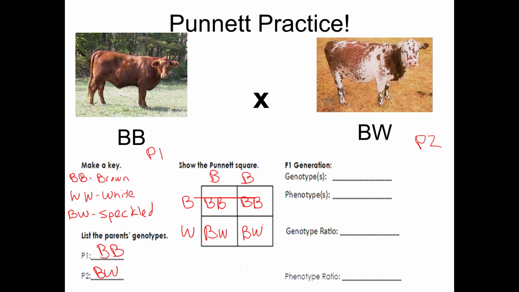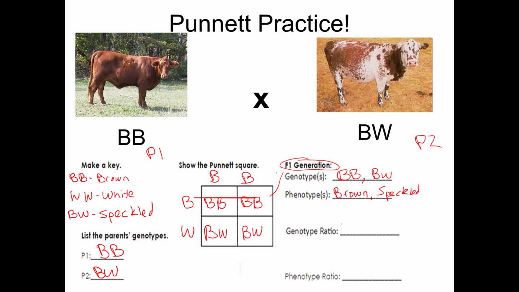Again, I'm looking at my F1 generation. F1 generation is my offspring. So what genotypes do I have present? I have big B, big B present in those two boxes. I have big B, big W present in the bottom two. This represents brown and speckled.